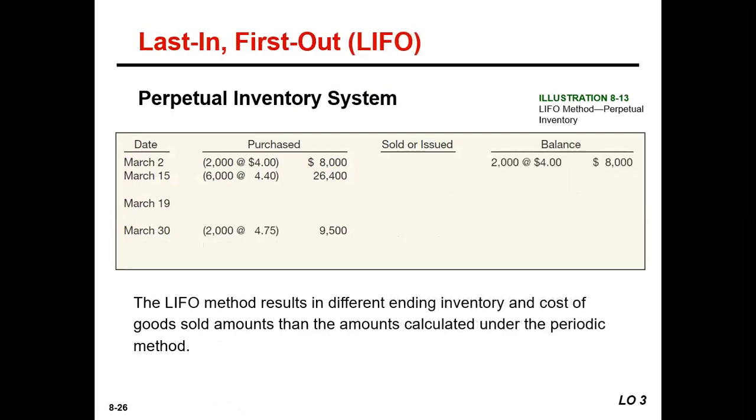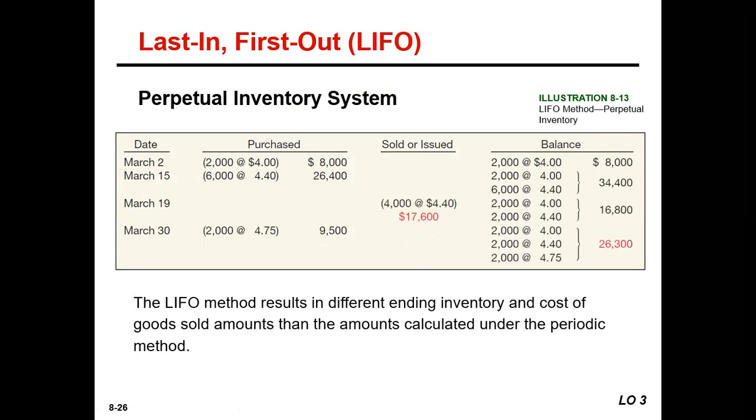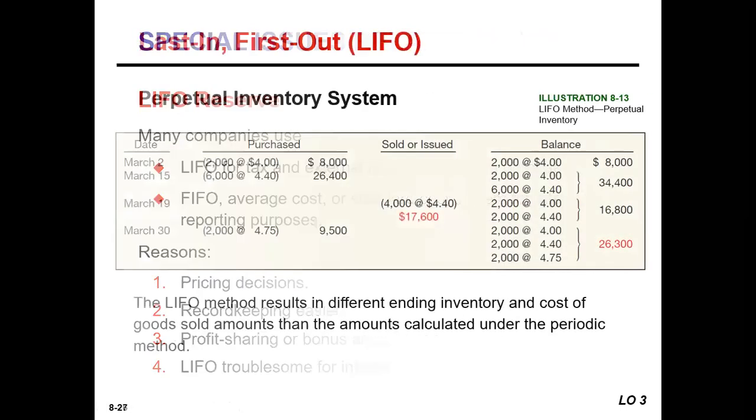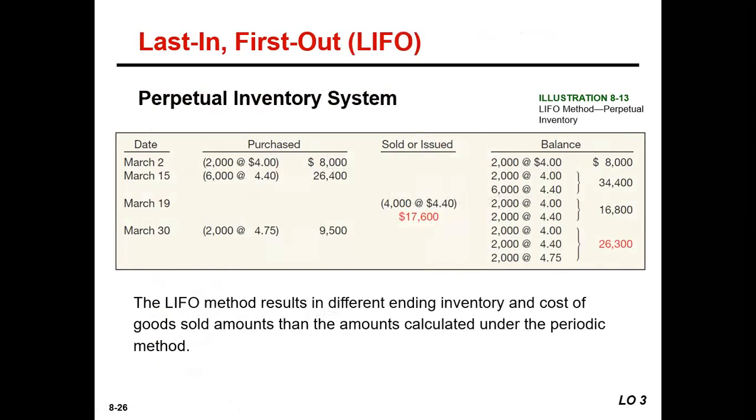All right, LIFO, last in, first out. With LIFO, the goods purchased most recently will be the first to be sold, right? So last in, first out. The goods purchased last are the first to be sold. So remember in the previous example with FIFO, we would have sold these 2,000 units first because they're the older goods. But with LIFO, last in, first out, we're going to sell these first, is what we're going to see.